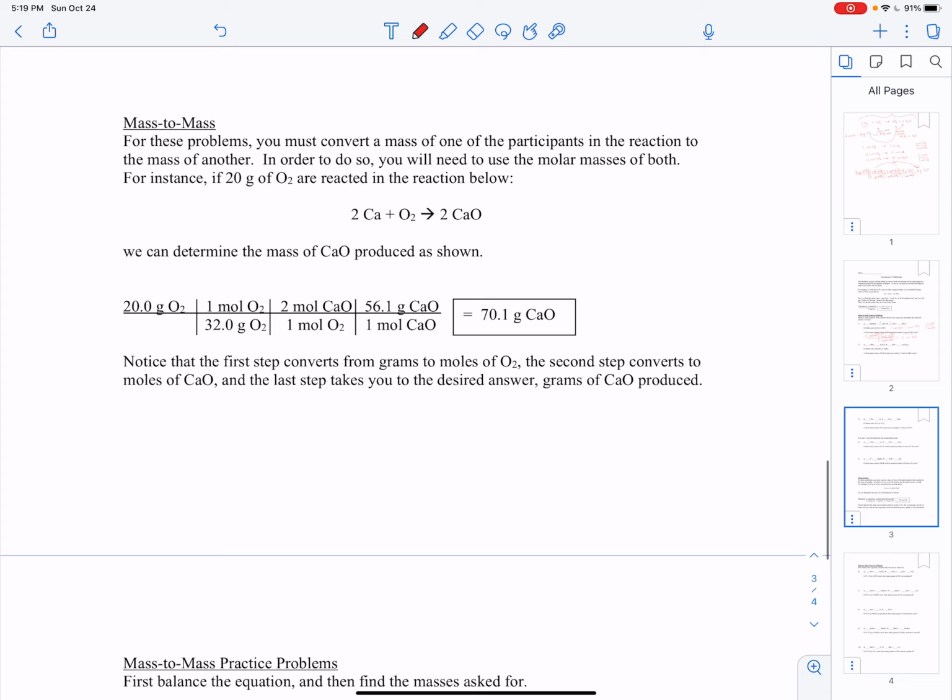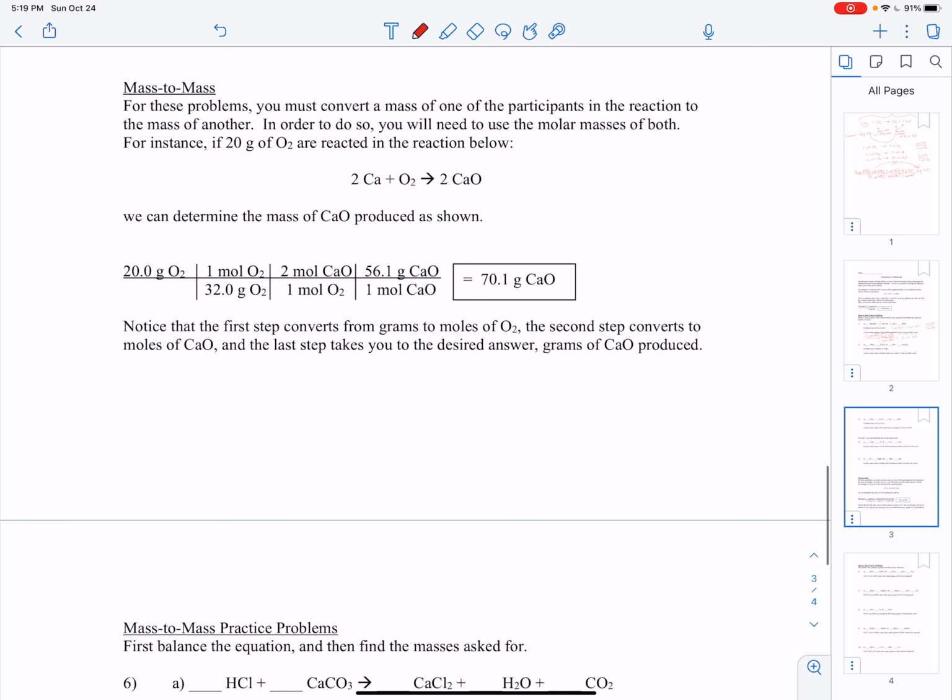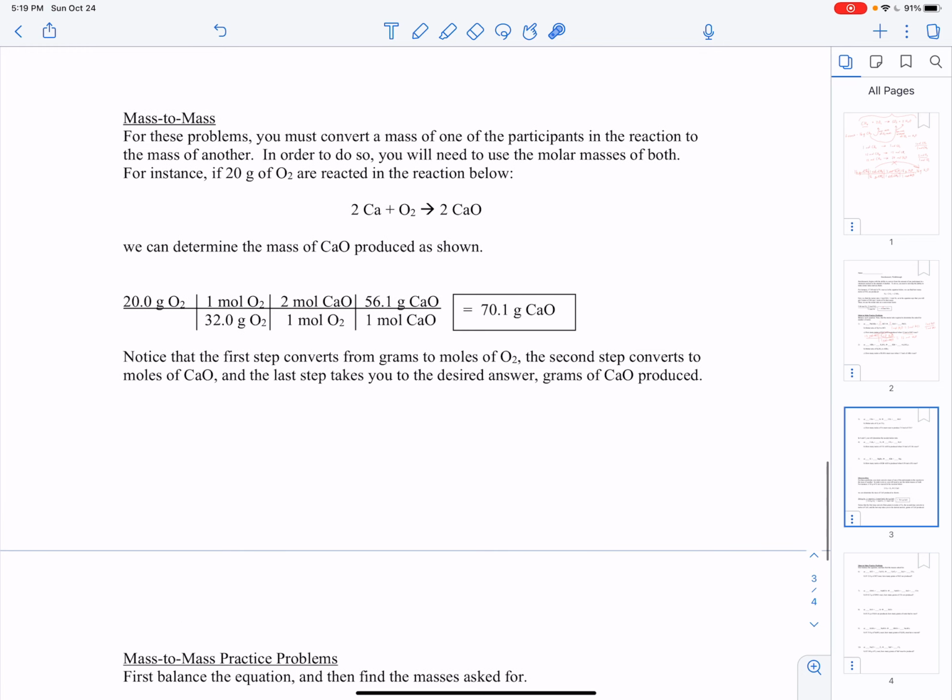All right, once you have mastered that, you'll want to move on to the second step. So if you want to pause the video, do the first few problems, and then come back to the video for this part, great. All right, so you'll notice that I have set up an example problem where you were given the number of grams of O2, and you were asked for the grams of CaO that would result in this particular reaction right here.